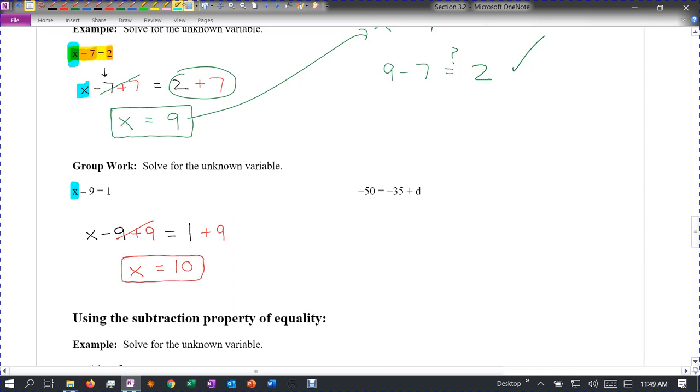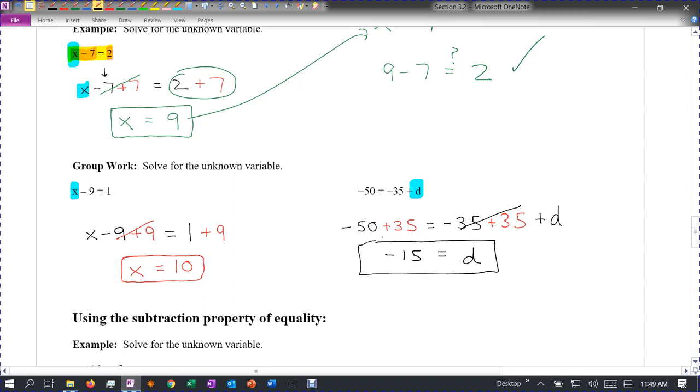Okay, on this one I'm trying to get the variable by itself. I have plus d here, so it'd be nice if I could get rid of that minus 35. So what I'll do is add 35 to both sides. Watch how I do this. Negative 50, I'm going to add 35 here on the left side, and then I had the negative 35. I'm going to add 35, and then I still have the plus d. The whole effect here is that those go away to 0, which leaves me with just d over here, and over on this side, negative 50 plus 35 is negative 15.